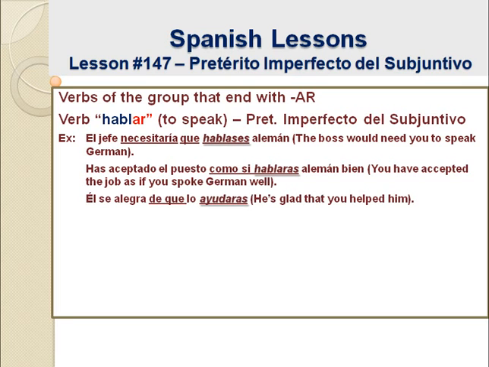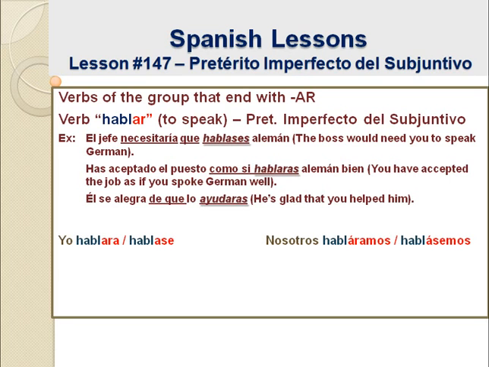Let's see how it conjugates for all the persons. Before, let's see one more example. Él se alegra de que lo ayudaras. He is glad that you helped him. Okay? So here you can see that there are some words that indicate that we have to use the subjuntivo. Here you can see we are either using the words como si, as if, or the words que, for that, okay?